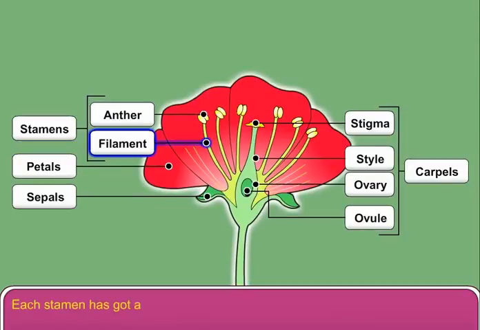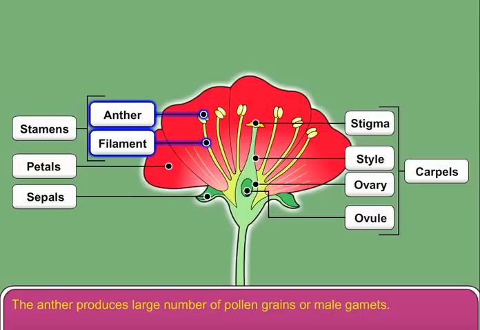Each stamen has got a filament and an anther attached to it. The anther produces a large number of pollen grains or male gametes.